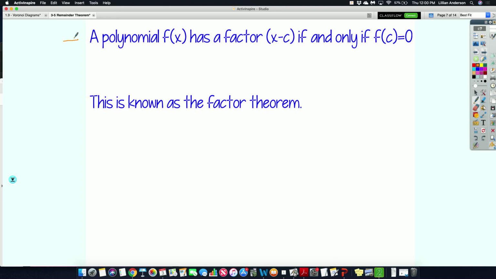Okay? So get this down. A polynomial f of x has a factor x minus c if and only if f of c equals 0. In other words, the remainder equals 0. Then x minus c is a factor. This is known as factor theorem.